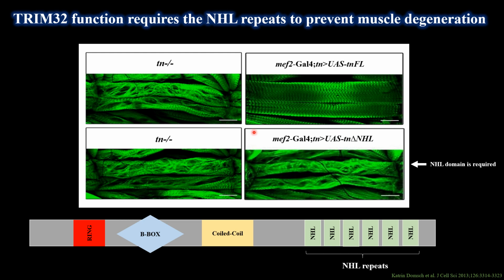Later on, in 2013, another group tried the same rescue experiment, however, without the NHL repeats, and what they found was that the rescue performed with just the N-terminal part of the protein did not rescue the defects. The muscle still appeared degenerative in nature and had lost its structural integrity. So this experiment provided evidence that these repeats are really important, play an important role in preventing muscle degeneration, and are required for normal TRIM32 function in the muscle.